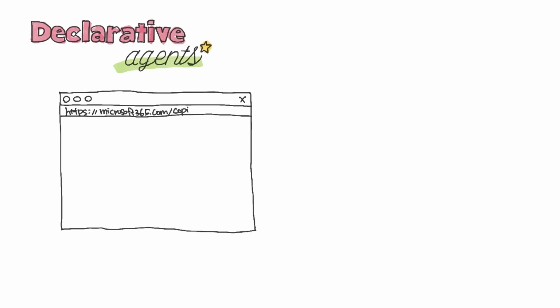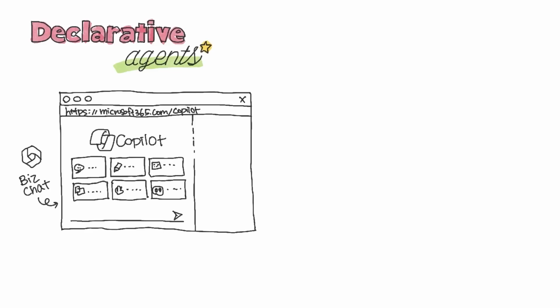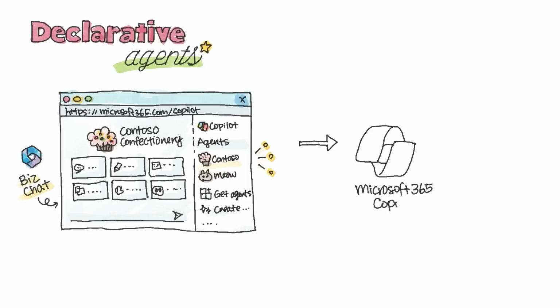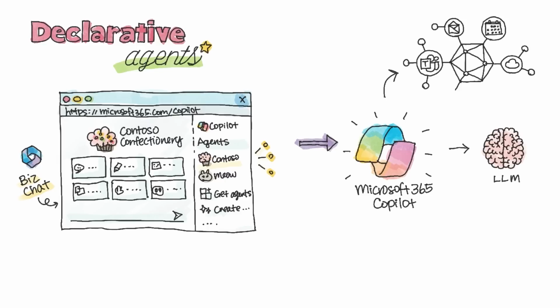So here's a Microsoft 365 Copilot on BizChat, and you see all available agents at the right-hand side. Declarative agents are like customized versions of Copilot for specific domains and tasks. For example, this agent was built for Contoso confectionery employees to help with their sweet pastry business. Not only do declarative agents look like Copilot, but they are also hosted on top of the Copilot orchestrator and the foundation models. This means every agent utilizes the large language models that Copilot uses, and it can access data from Microsoft Graph, along with information from the internet.